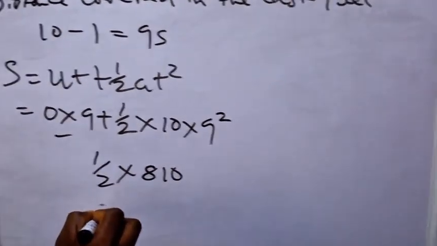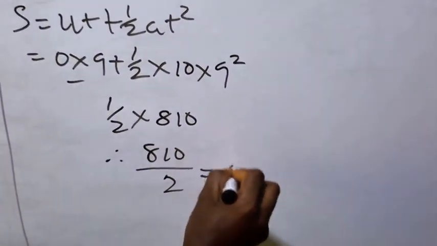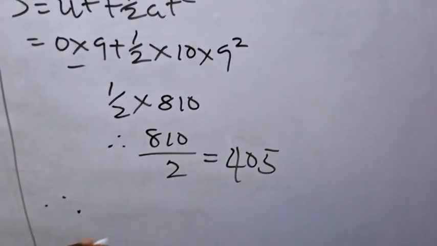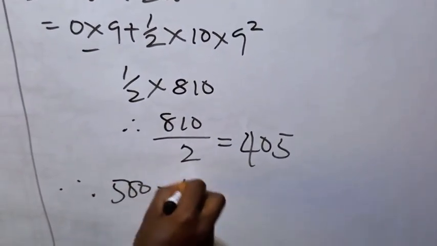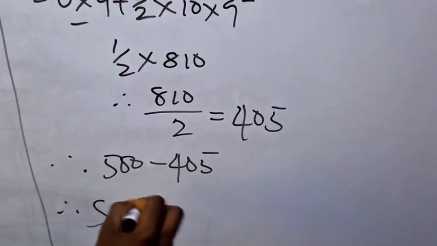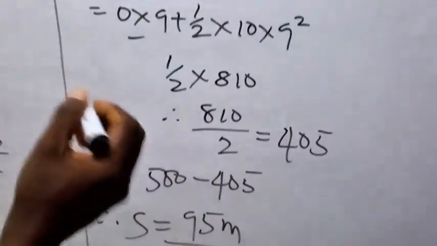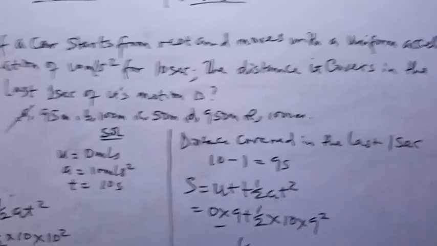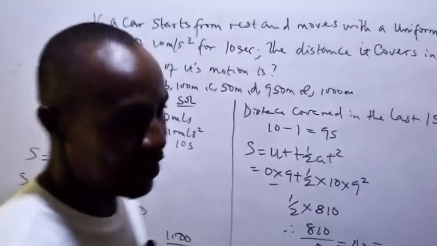This will now be 810 over 2, which equals 405. Therefore, the distance of the last 1 second will be 500 minus 405, which is 95 meters. As simple as that. So from the options, we will see that A is the right answer, being 95 meters. As simple as that, like I usually say.